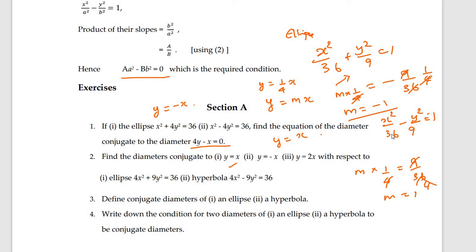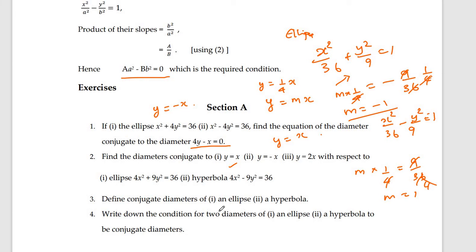And likewise you have these problems: y is equal to x, y is equal to minus x, y is equal to 2x. For all these diameters with respect to ellipse as well as with respect to hyperbola, we can write out the equation of the conjugate diameters.